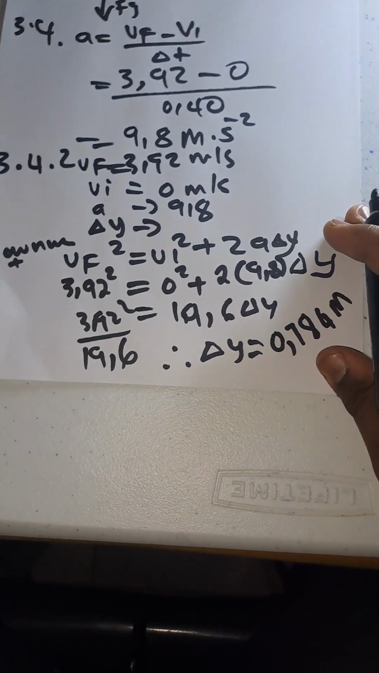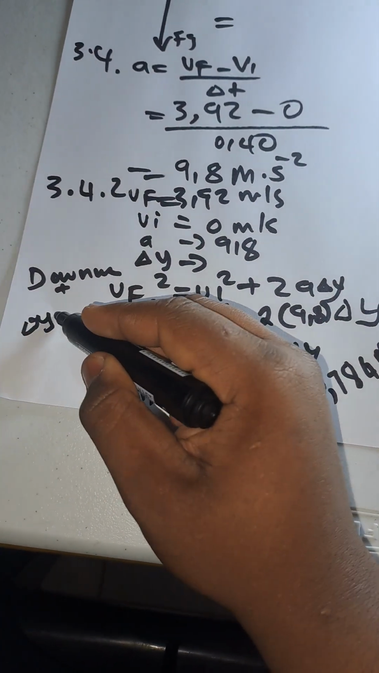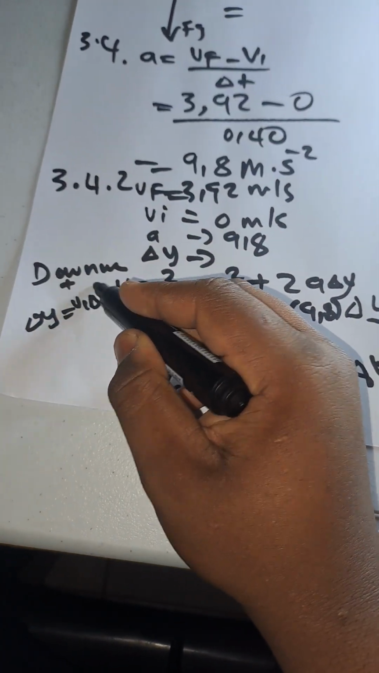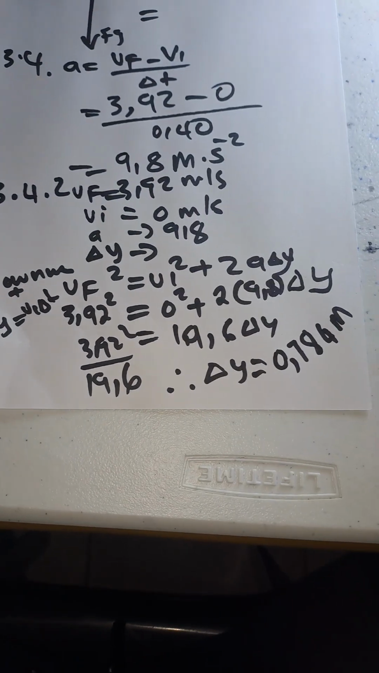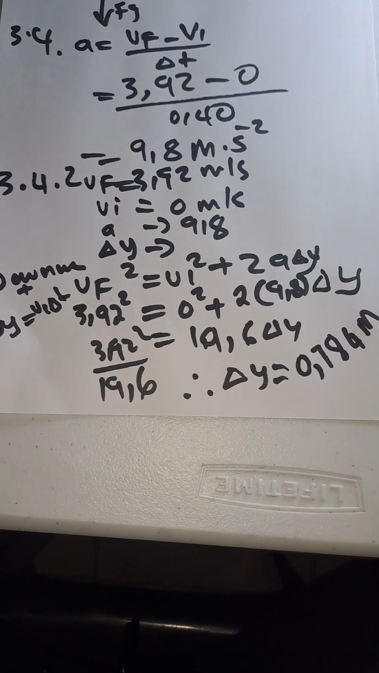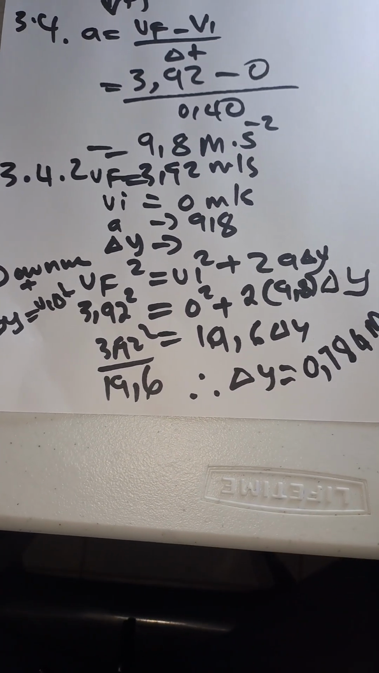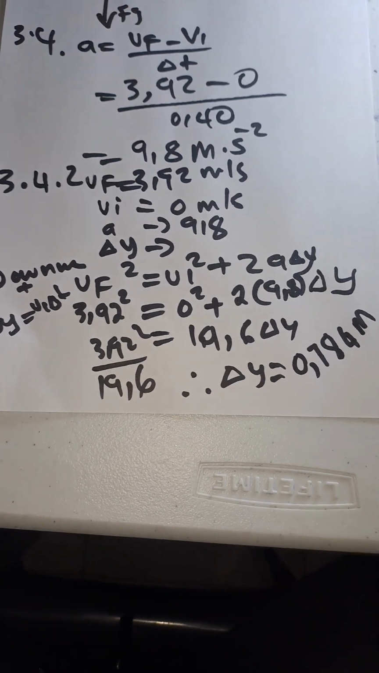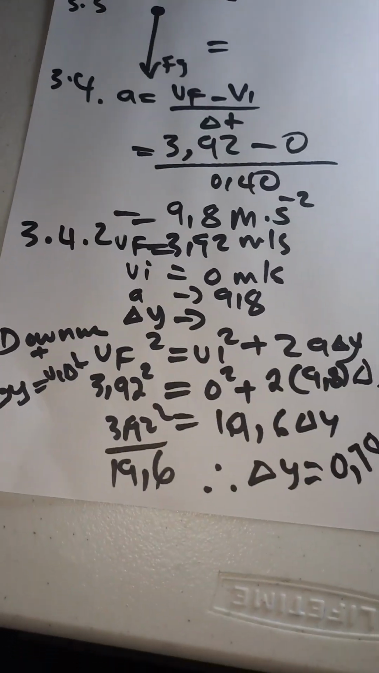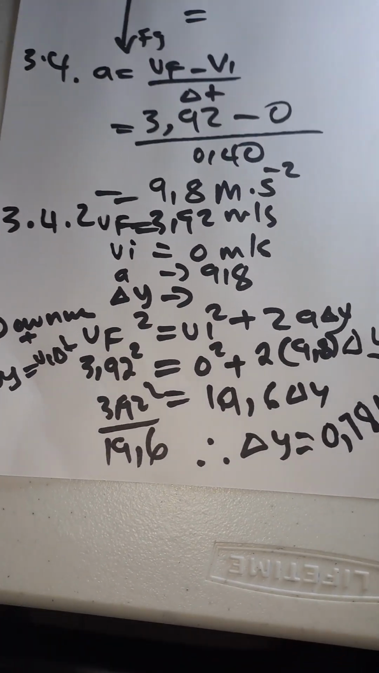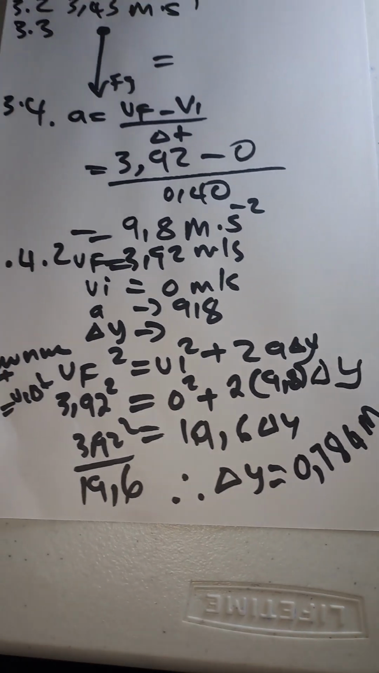You see, simple. You can even use the formula delta y equals vi delta t plus half a delta t squared, whatever they have. But now, simple things, I don't want to confuse it, because there are times that the time is 0.40, 0.42, and so on. So this is the simple method to use, okay? Or you can even use the one for area under the graph. But don't worry.